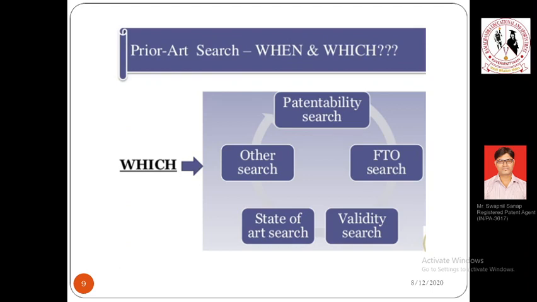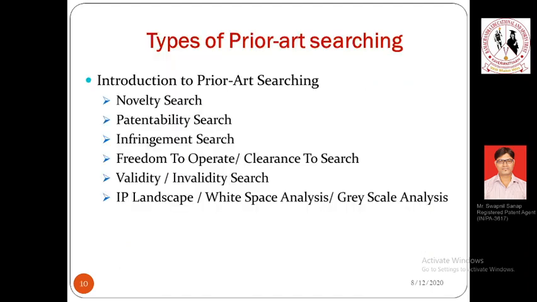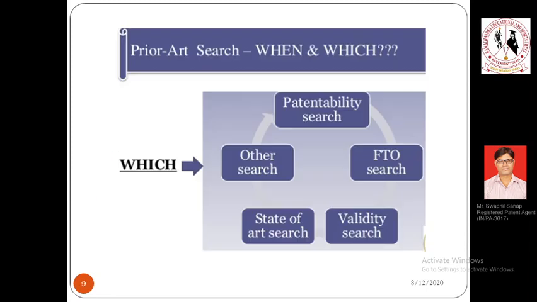Now, the most important part is what the different types of prior art searches are, and when to decide which prior art search is to be performed. This is a very important concept, and it needs to be really understood: which relevant prior art search is to be done, and why and when. That is really important.